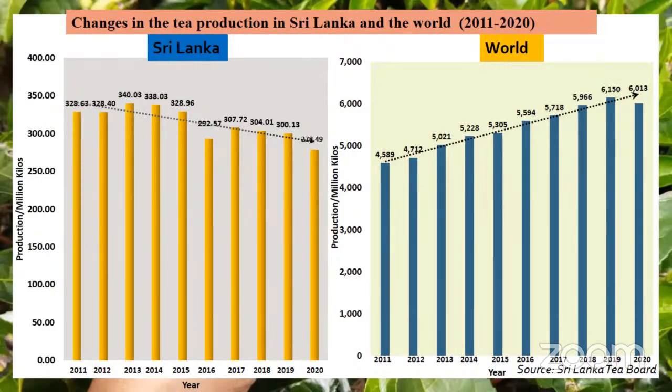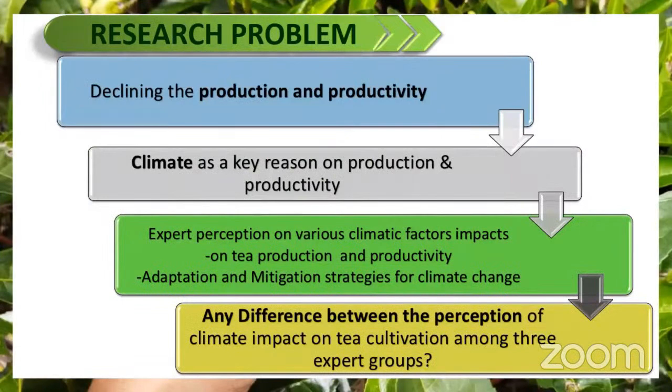The left side graph clearly shows the fluctuations in Sri Lankan tea production from 2011 to 2020. The peak production of 340 million kilos was observed in 2013. Since then, there has been a gradual decline. This caused lower productivity too. Let's move on to the problem. Declining tea production and productivity can be identified as the main issue. There are many reasons for this. Among them, climate change impact is a key reason.